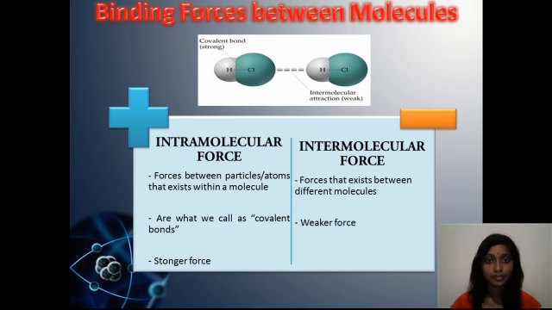Binding forces in molecules. There are two types of forces that we consider when we study molecules. One of it is intramolecular force. It is the forces between particles within a molecule which holds the molecule itself together. Another one is intermolecular force, which are the forces that exist between different molecules. It is actually a weaker force than intramolecular force.